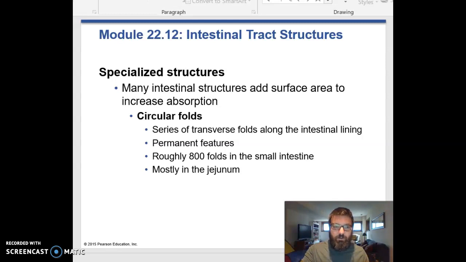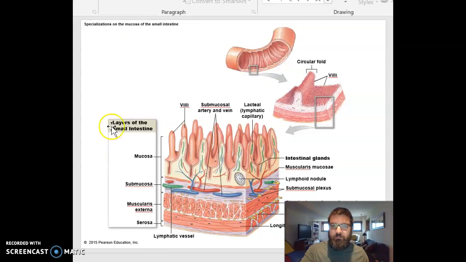So I'll show you an image in a second. I'll just show an image now. These circular folds here increase the surface area. You also have what are called villi, and you can see here's a circular fold a little bit bigger with a bunch of little villi, like finger-like projections. This is a closer look at those villi. Those villi drastically increase the surface area.